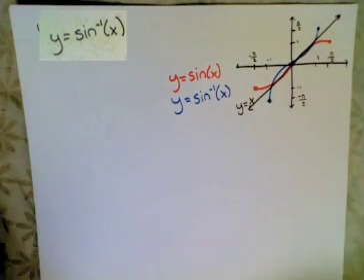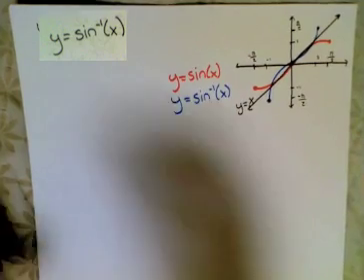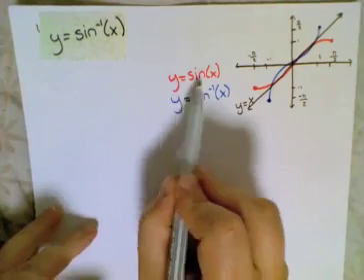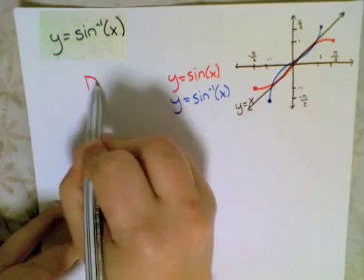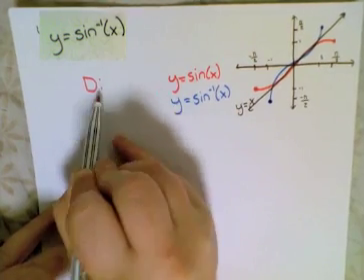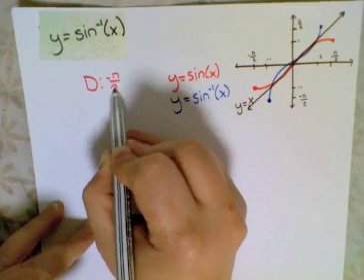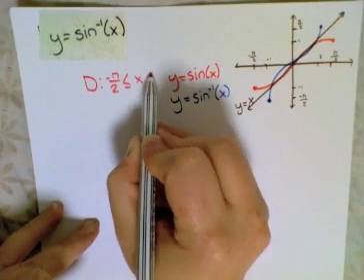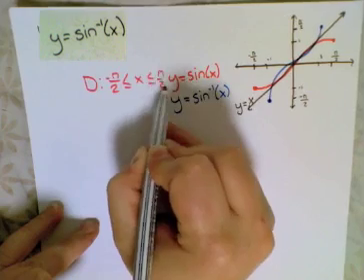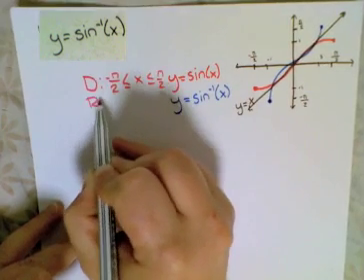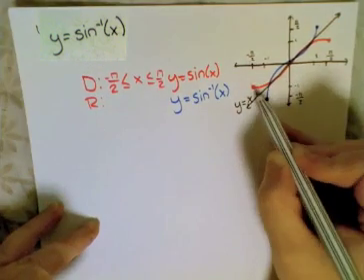All right, so let's talk about the domain and range of each of these. The domain of y equals sine of x is between negative pi halves and pi halves. So negative pi over 2 is less than or equal to x is less than or equal to pi over 2. And the range goes from negative 1 to positive 1.